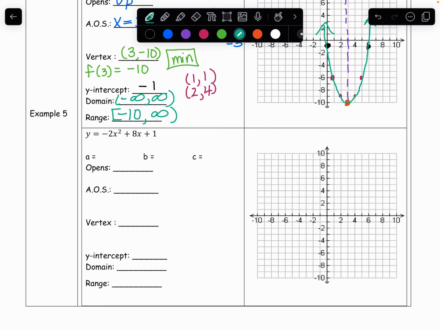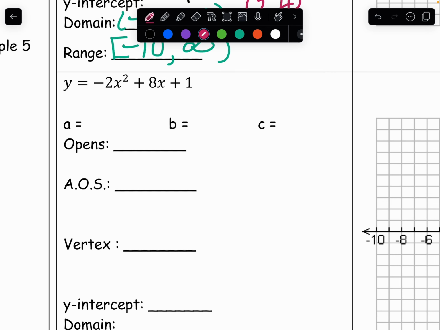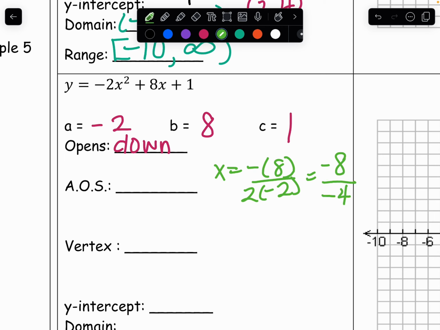Okay, we're almost there. Our next one, I would suggest maybe trying on your own. That is your choice. But here we go. a is negative 2, so because of that, we're going to open down. b is 8, and c is 1. Our axis of symmetry is x equals, again, negative b all over 2a. I know you might be able to do this in your head. I just caution people, especially with all the negatives. Look at that. It took me like 30 seconds just to make sure that I have x equals 2.